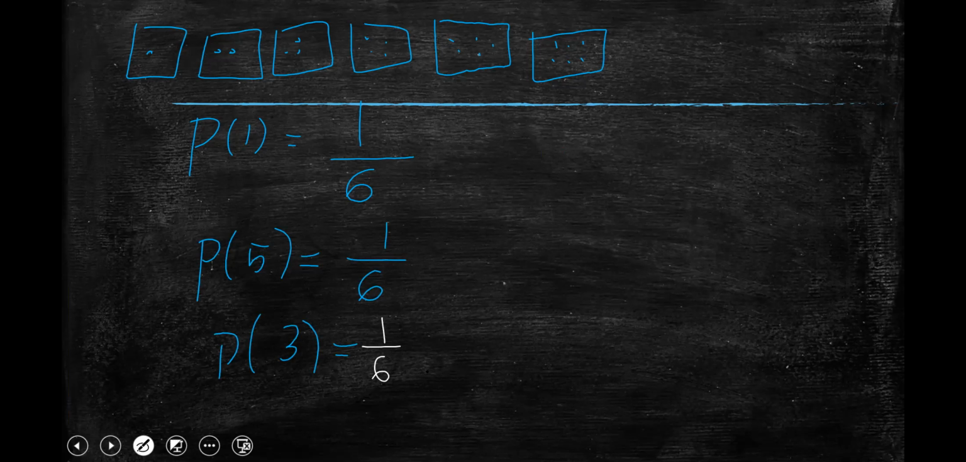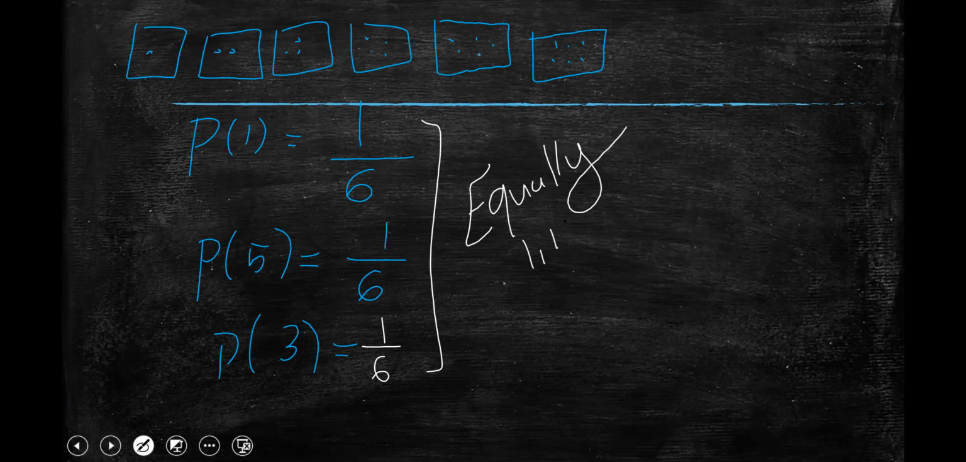Now all of these probabilities, I will call them equally likely, because any of these numbers has the same opportunity, the same chance, or the same probability to happen. If you choose 1 or 2 or any number, its probability to get it is 1/6.